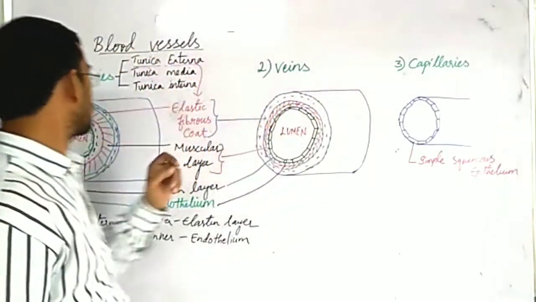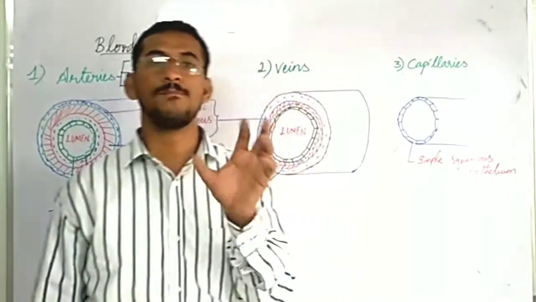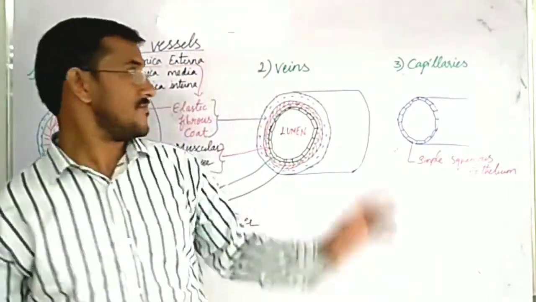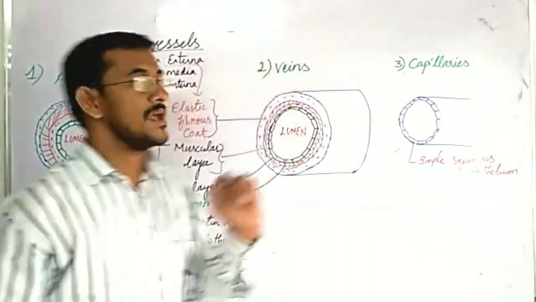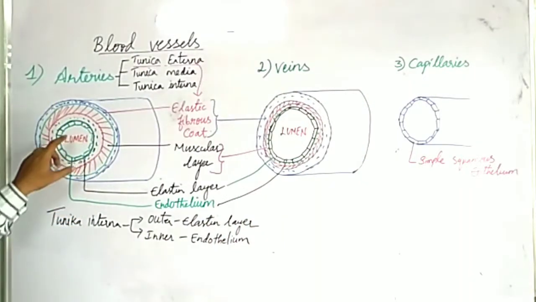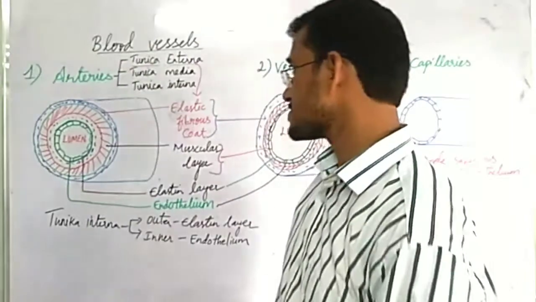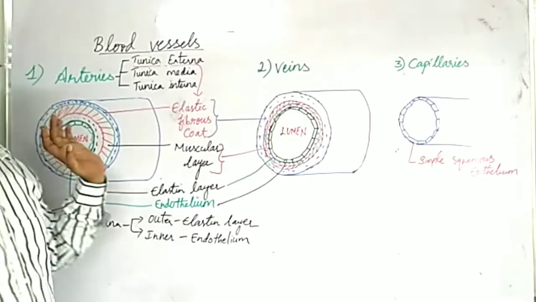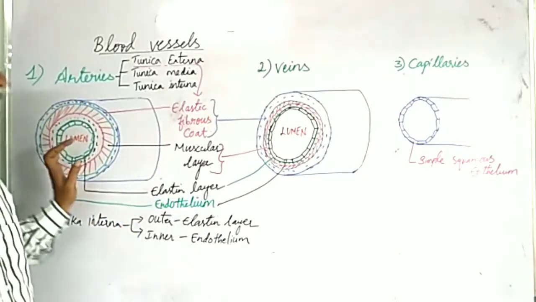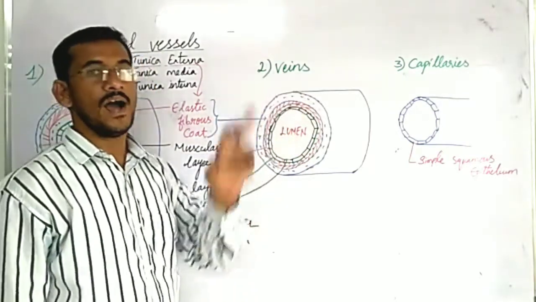The next difference is arteries always bring blood from the heart to body parts, whereas veins collect the blood from body parts and bring it to the heart. Third difference, the lumen size in arteries is small, whereas in veins the lumen size is bigger. After death, in arteries blood is not present, but blood is found in veins after death.